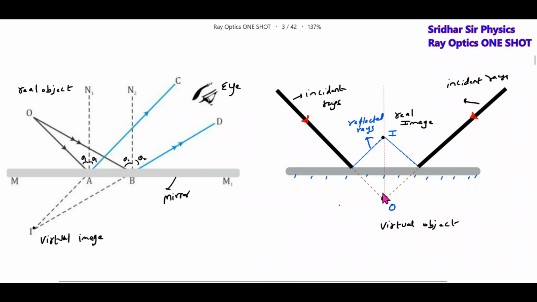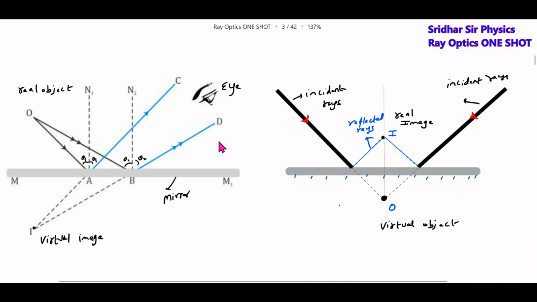What do you mean by virtual object? If the incident rays appear to converge at a point, the position of the point of convergence will be the virtual object. So there's one basic method here. So for a plane mirror, for a real object, a virtual image; for a virtual object, a real image.